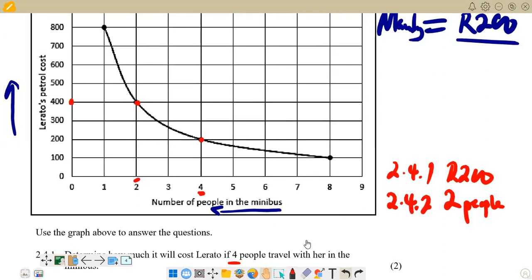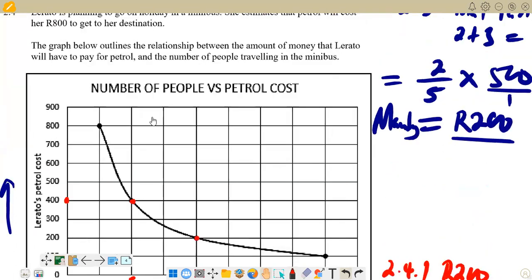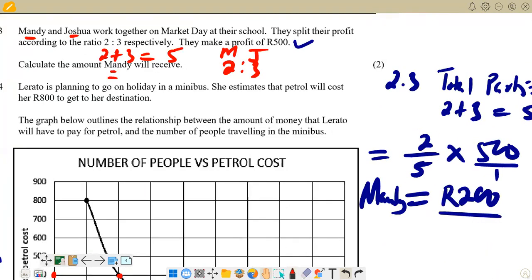But what we know is, for example, when we have a petrol cost of 400, we are going to have 2 people. When you have 2 people, we have a petrol cost of 400. Sorry. So the total amount that we are given at the beginning of the question is here. We are told the petrol will cost 800 to a destination. This is the total cost that we have, 800.